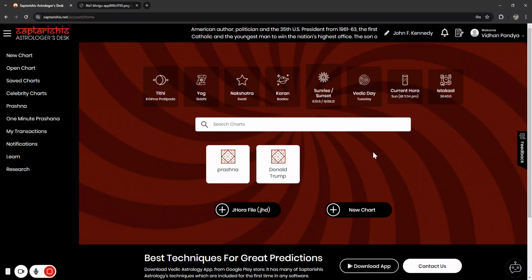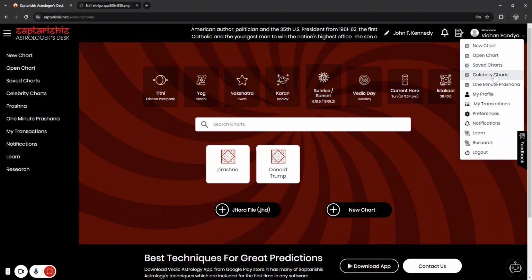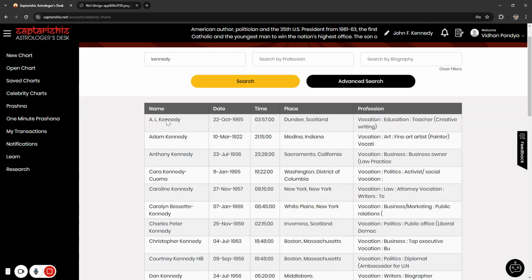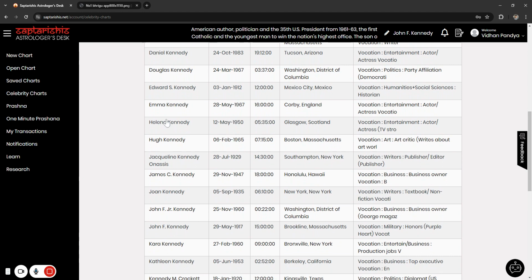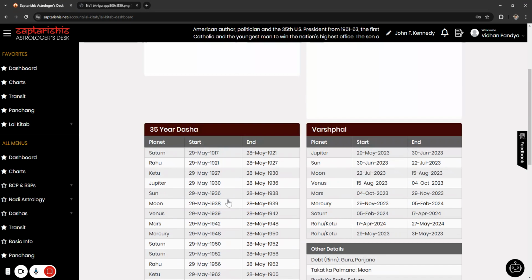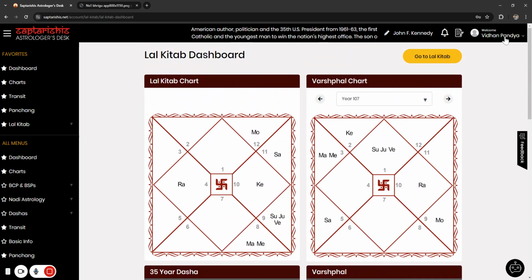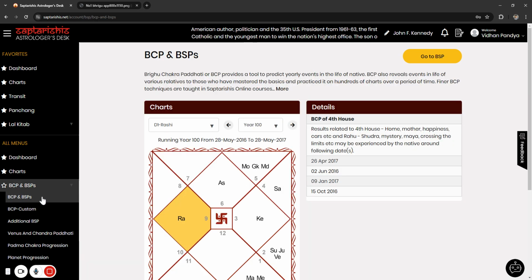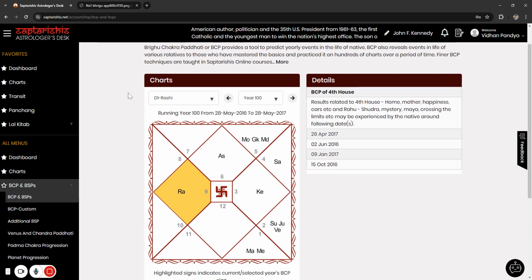So let's head over to Saptarishis Astrologer's Desk app. Here we are going to open a chart from the celebrities section. I'm going to take the chart of John F. Kennedy. So here, once I open the chart, I need to go to BCP and BSP's module, and under that, I need to click on this card which says BCPs and BSPs.